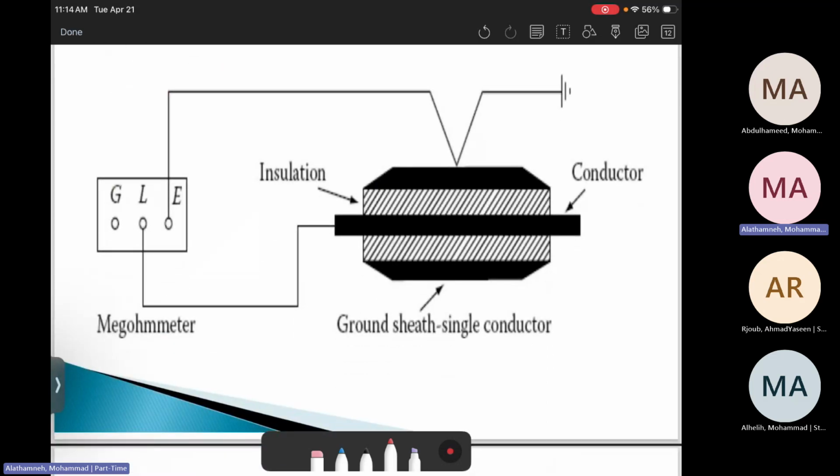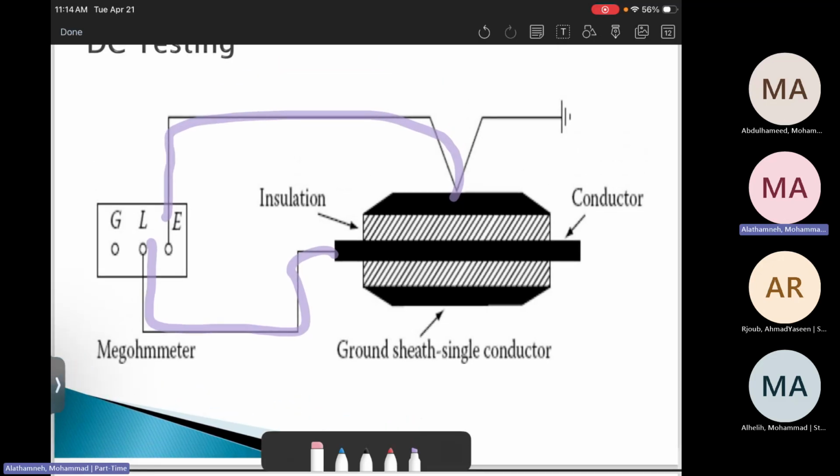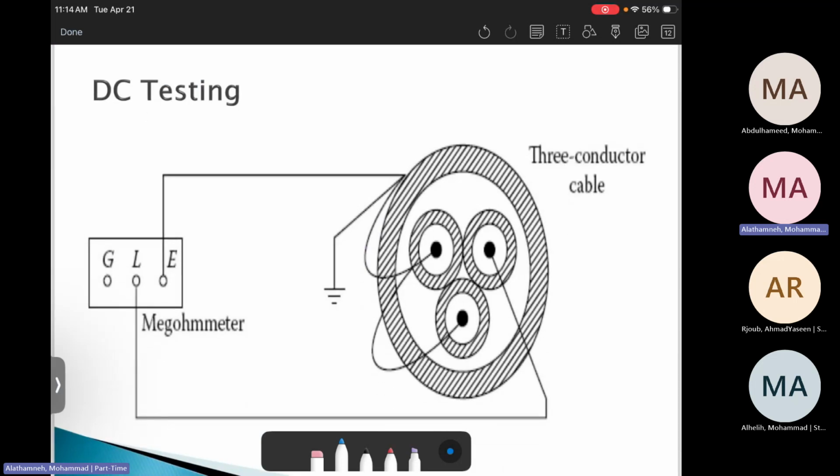We connect the megohmmeter, as we used to call it, the Megger. Then there is L, G and E. There is the insulation material, and then we have the ground. We put one side of the DC on the cable side and the other on the ground: L with the line and E with earth. Here it is connected to line, here it is connected to earth. Then we do the test. All of these are called DC testing. That was for single core.